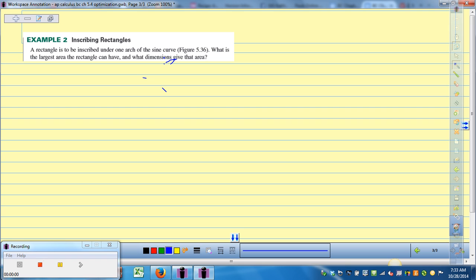The problem says a rectangle is to be inscribed under one arch of the sine curve.